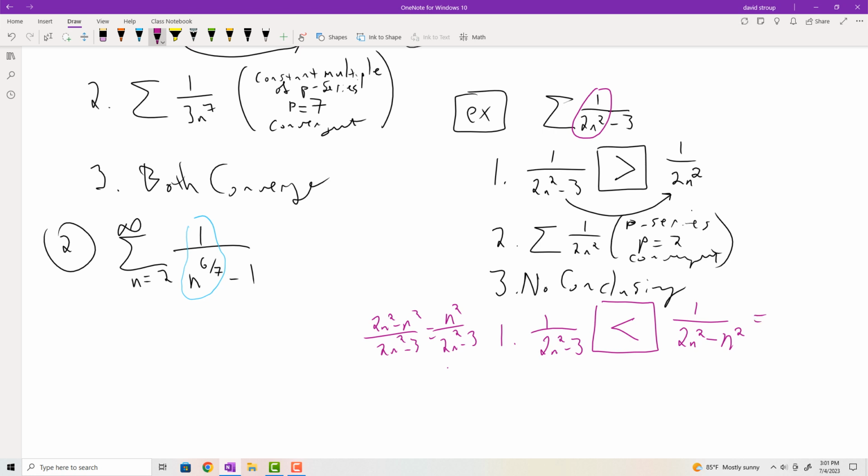And then, what is this thing? It's 1 all over n squared. So secondly, then you have the series 1 over n squared. It's a p-series. It's clearly p equals 2, so it's convergent. And then once you get it restricted over top, then you could say both converge.